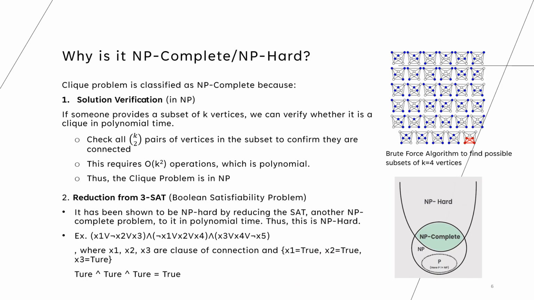As you can see in the diagram, a problem is NP-complete if its solution can be verified in polynomial time, which is NP, and if all other NP problems can be reduced to it. The clique problem falls into this NP-complete category because verifying whether a subset of vertices forms a clique is straightforward, but finding the maximum clique involves exploring all possible subsets, a process that grows exponentially with the graph size.